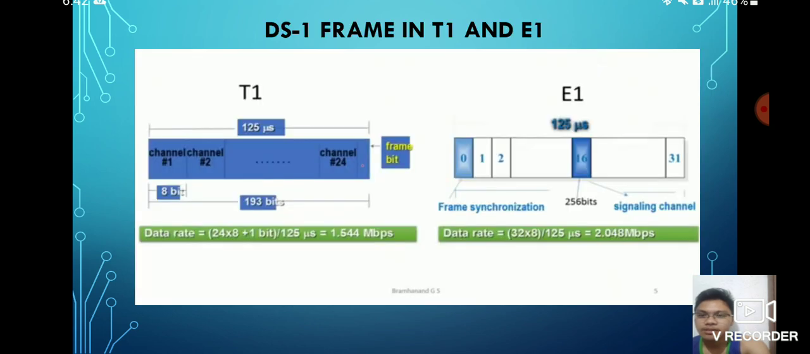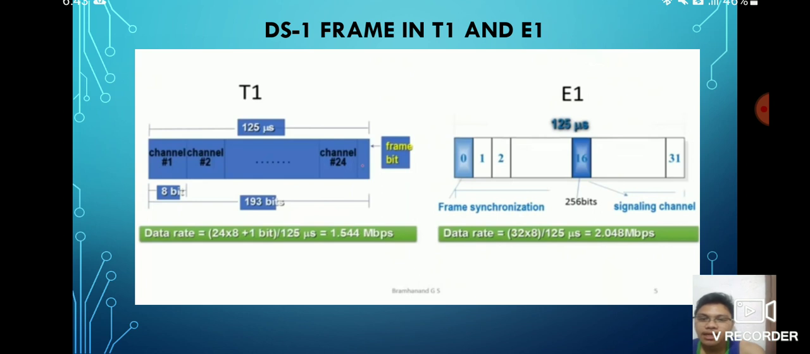Let's have the examples. Here in this diagram, we have the DS1 frame in T1 and E1. We have T1, with channel number 1, channel number 2, until channel number 24. The range from channel number 1 to channel number 24 has 125 µs, and each channel has 8 bits, and the total bits from channel number 1 to channel number 24 is 193 bits. The data rate here is equal to 24 times 8 plus 1 bit divided by 125 µs, which equals 1.54 megabits per second.